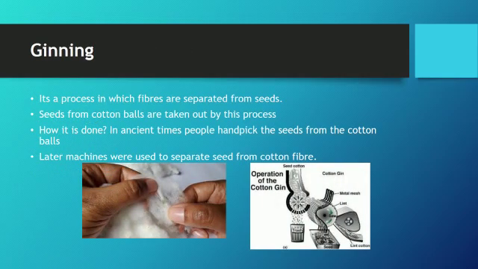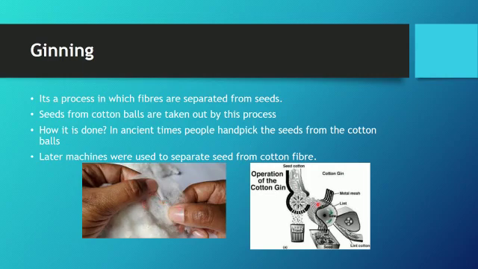So what is ginning? The first step is a process in which fibers are separated from the seeds. When I showed you the plant, I showed you the small black seeds. So the first process is that the seeds need to be removed from the cotton fiber. Seeds from the cotton balls are taken out by this process called ginning. How is it done? In ancient times, people used to hand pick it. With the help of their hands, they would separate the seed from the cotton fiber.